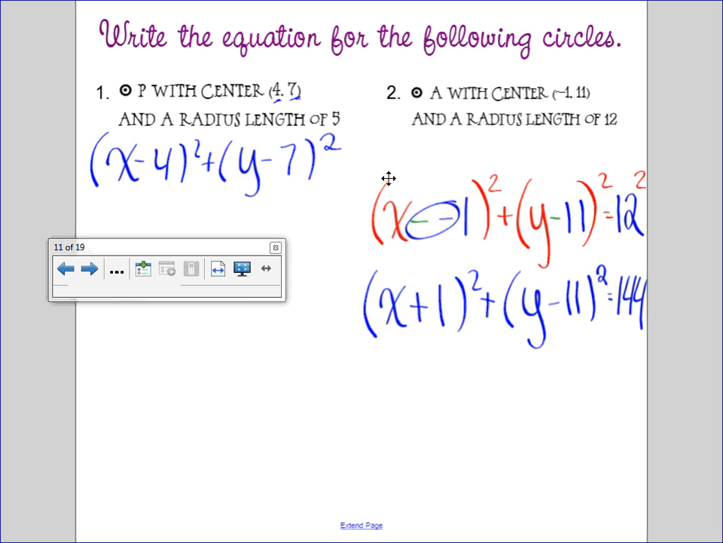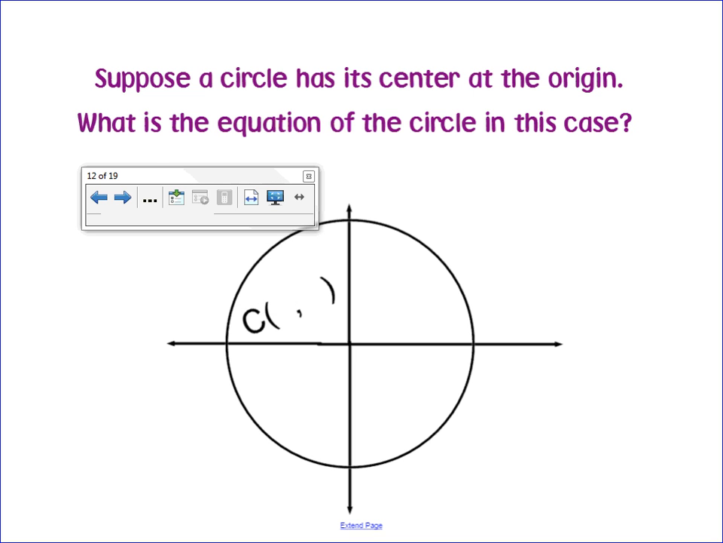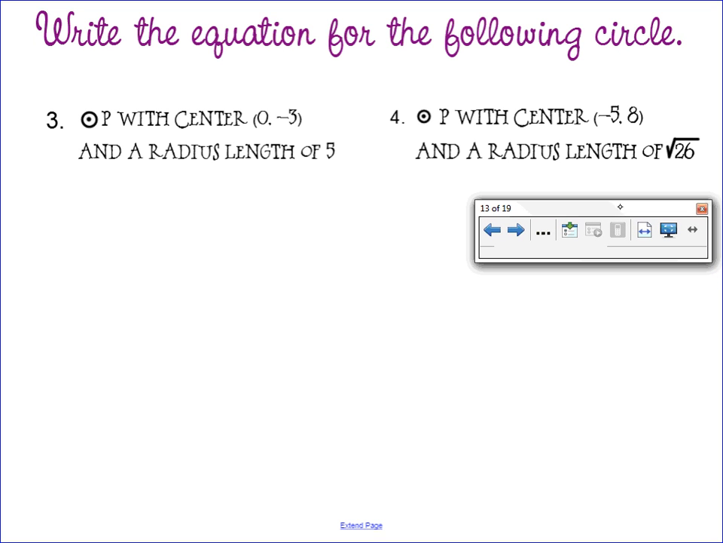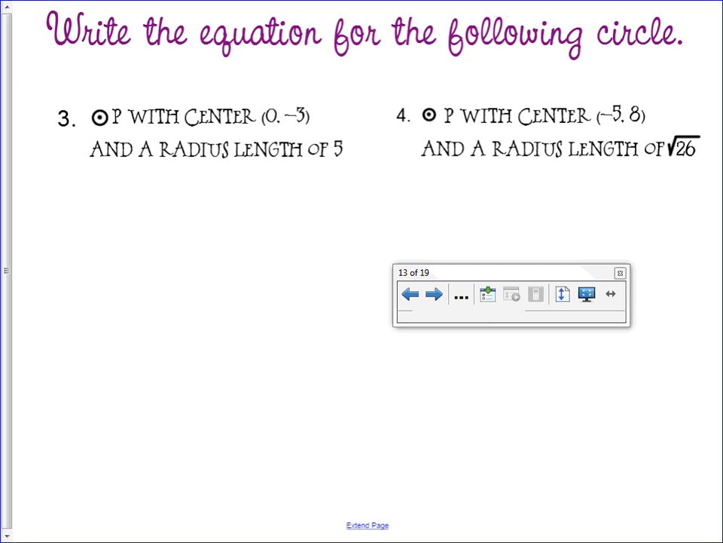We're good to move on? Alright, whenever the origin is my center, what point is that? 0, 0. So I want you to try both 3 and 4. So I'll give you like 2 minutes, and then we will go over it. Just try your best, see what you can do.